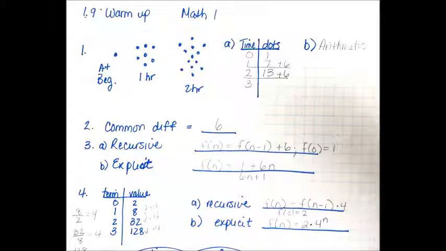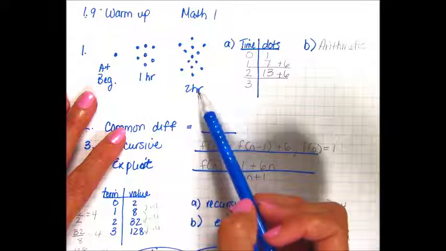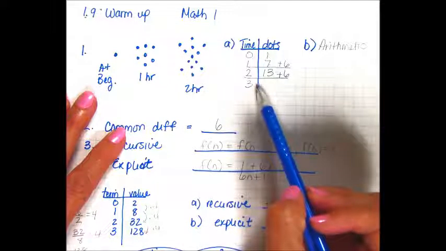Let's look at the 1.9 warm-up. I gave you a diagram of dots. At the beginning, there's 1 dot. At 1 hour, there were 7. At 2 hours, a total of 13. You were to make this into a table.